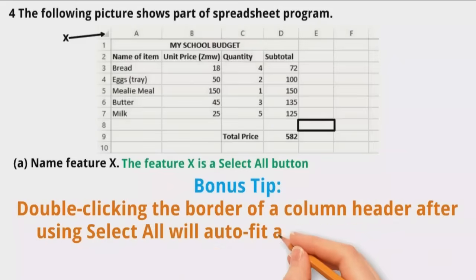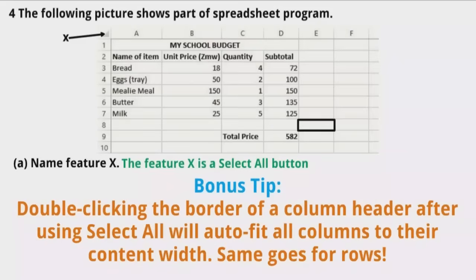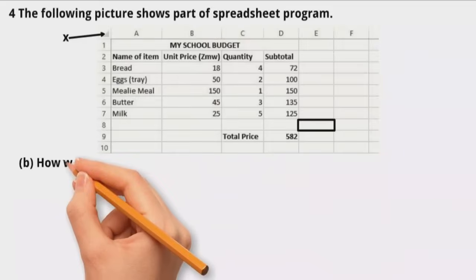Bonus tip. Double-clicking the border of a column header after using the Select All button will auto-fit all columns to the content width. Same goes for rows. Now let's go to question 4B.